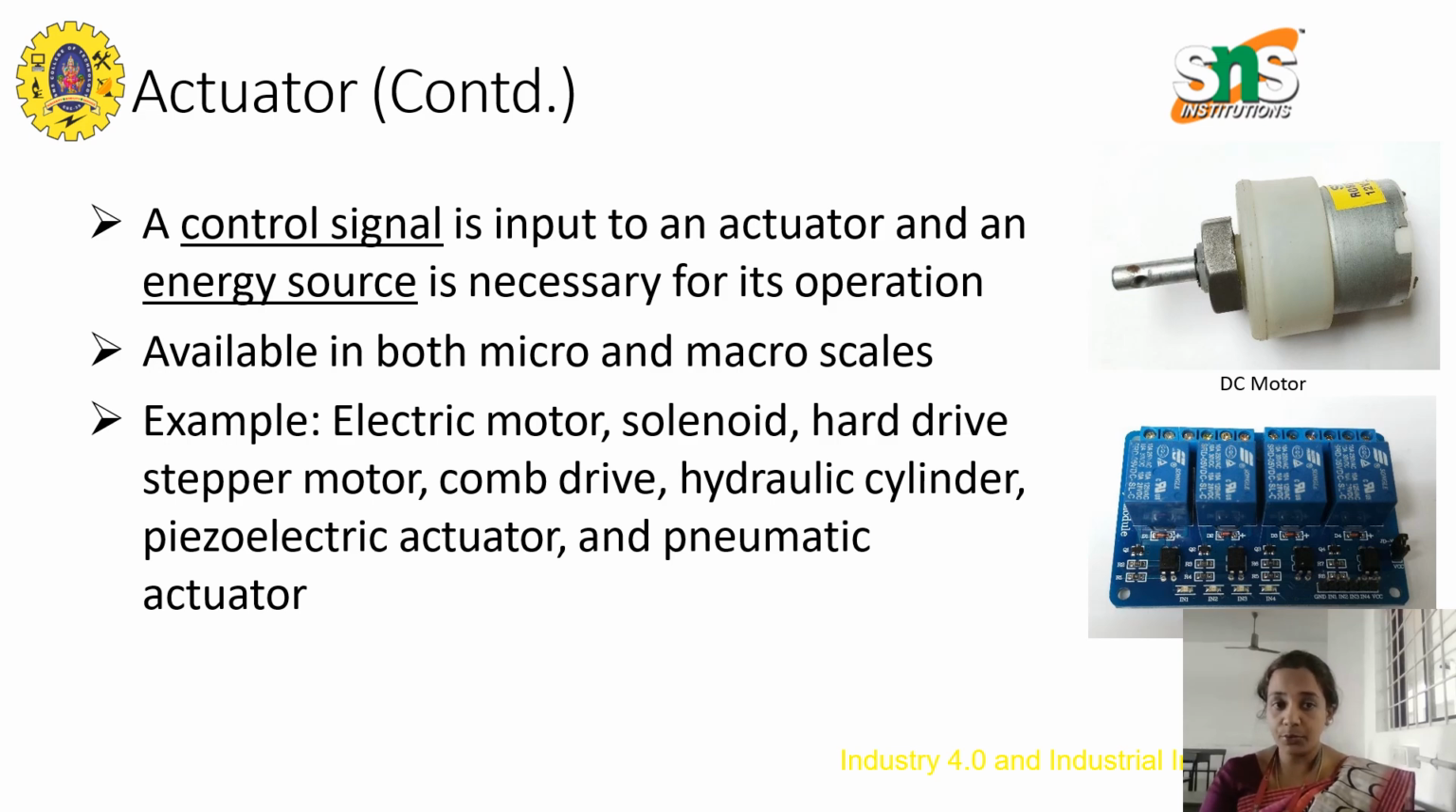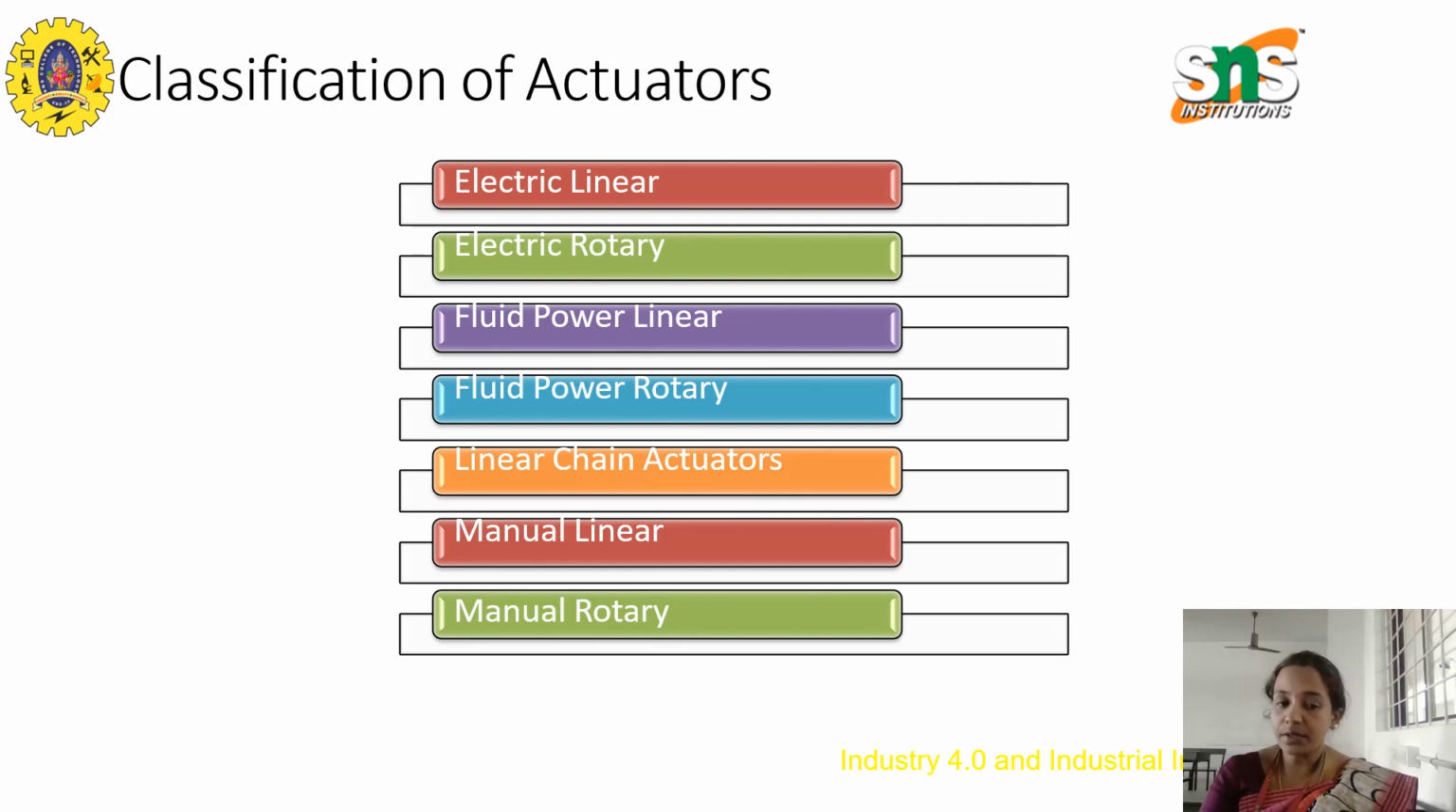An actuator produces a control signal. A control signal is input to an actuator and an energy source is necessary for its operation. Only if we give power to the system, it will work. Only if we give signal to the system, it will obey what it has to do. It is available in both micro and macro scales. For example, the electric motor, solenoid, hard drive, stepper motor, fork drive, hydraulic cylinder, piezoelectric actuators, and pneumatic actuators. Pneumatic actuators are the actuators which work based on air as an input.